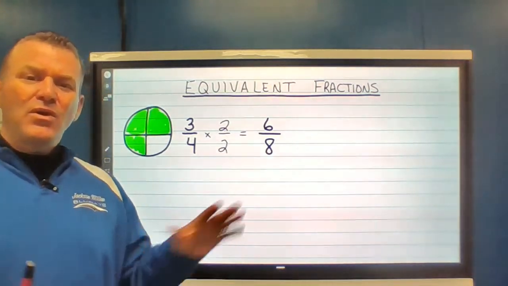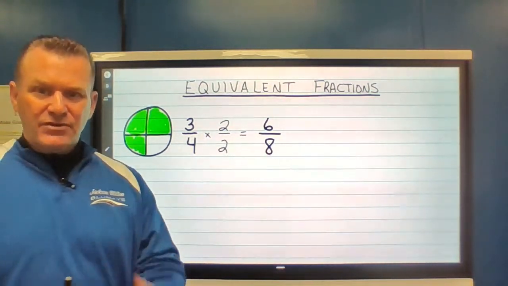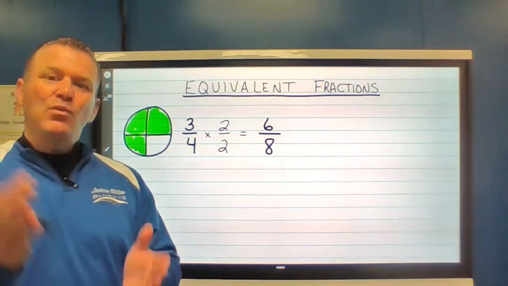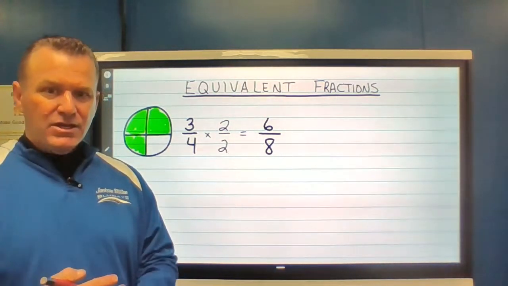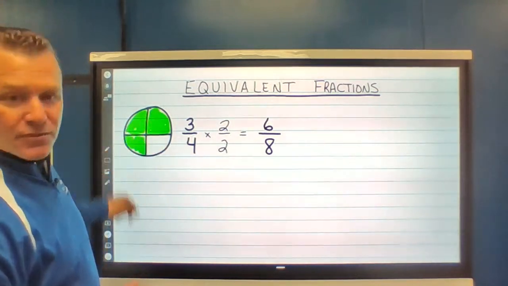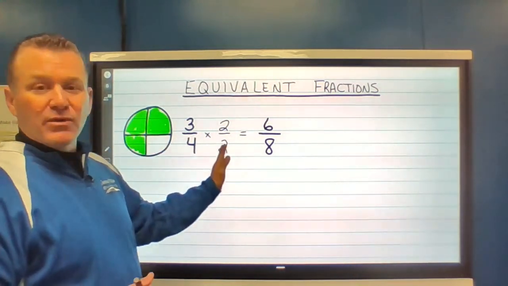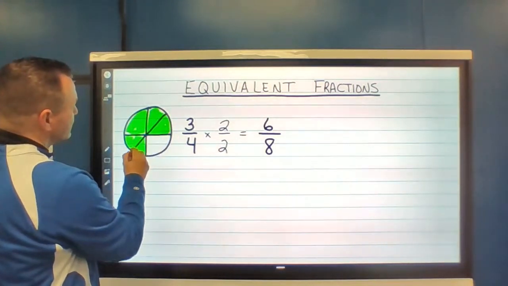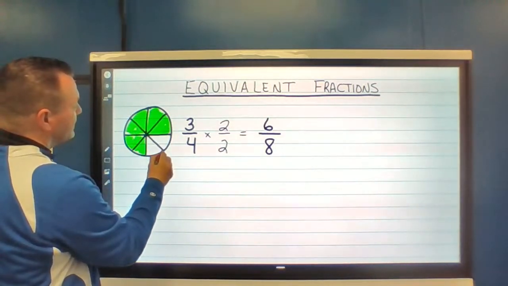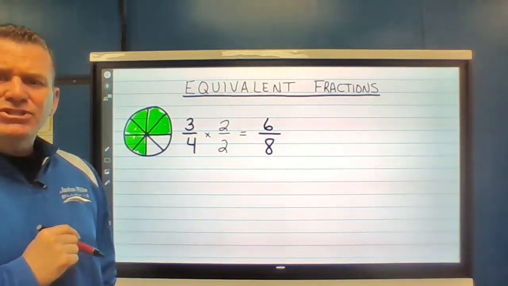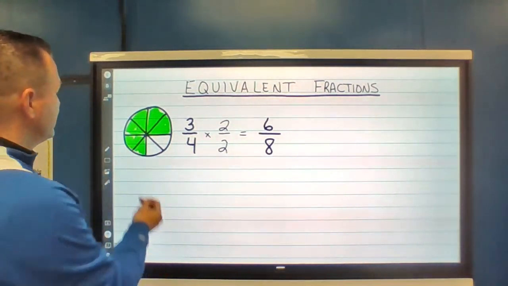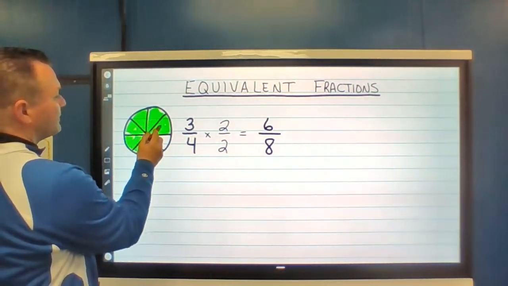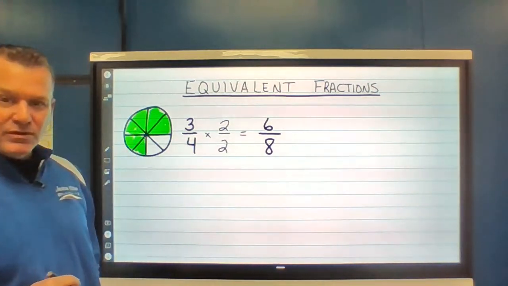And here's how I know. My pie or my pizza never changed. All I did was cut it up again. So right now you can clearly see 3 out of 4. Now when I create an equivalent fraction, watch what happens. I'm in essence just cutting it again. And now you should see 6 out of 8. 1, 2, 3, 4, 5, 6 out of my total of 8.